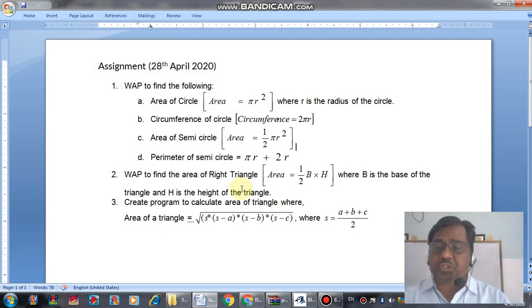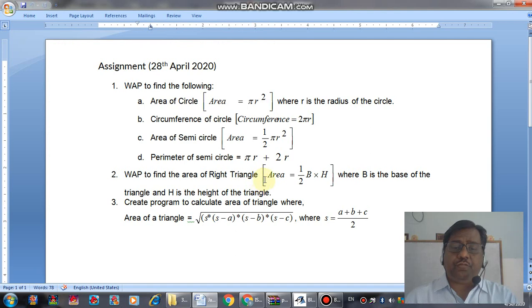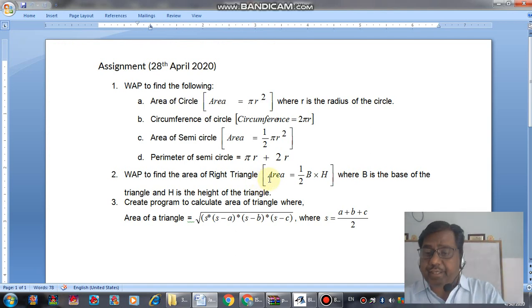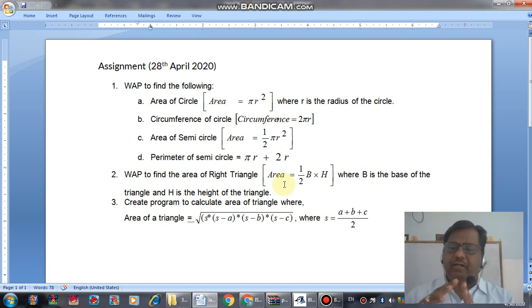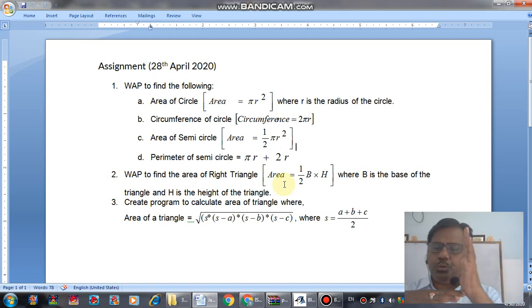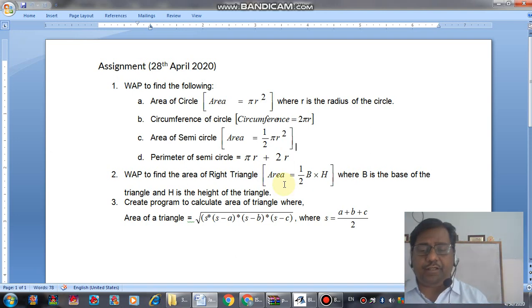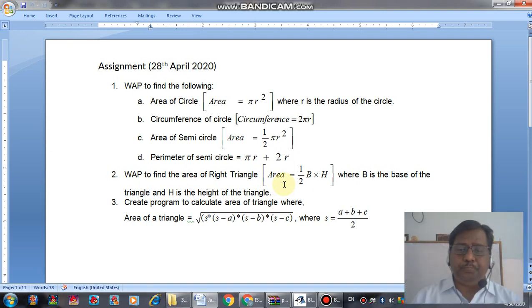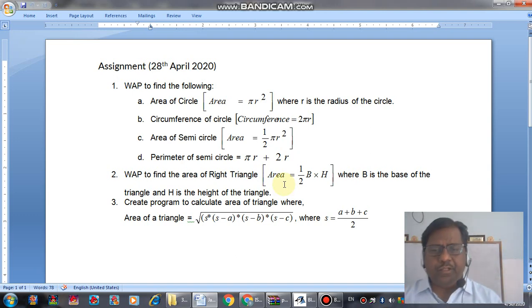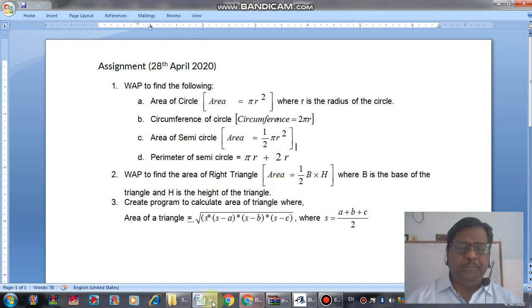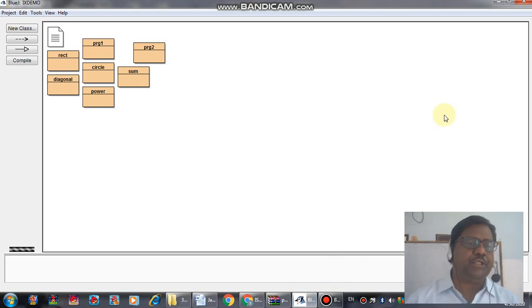Now moving to the next question, it says you have to find the value of the area of a right angle triangle. To find the area of a right angle triangle, you are supposed to take the value of base and you need the value of height. When you have these two values, you will be able to find the area of the right angle triangle, where B stands for base and H stands for height. This is what we are supposed to do. So we will come to the programming section.